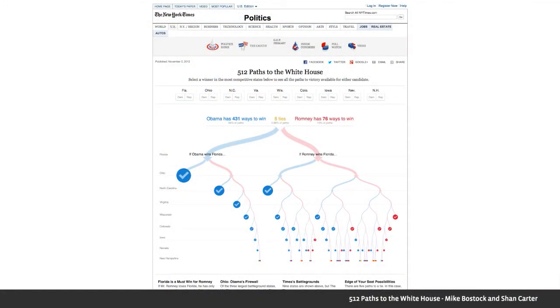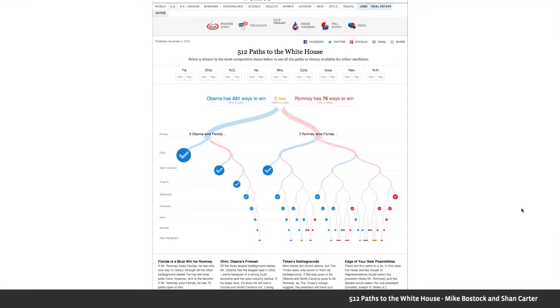But how does this apply? Take this visualization by Mike Bostock and Shannon Carter. They really knew that the majority of the questions that people were having is, who's going to win? Who's going to win in what scenario? There were so many different paths that people could take. Tons of different ways that Obama could win. Tons of ways that Romney could win. But eventually, it boiled down to a couple different questions. And after 1 or 2 clicks, you found out who the winner was.